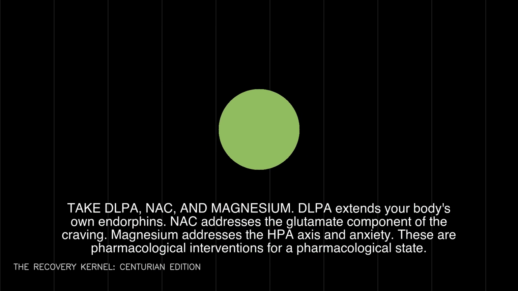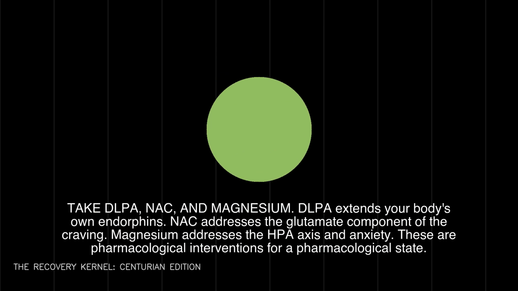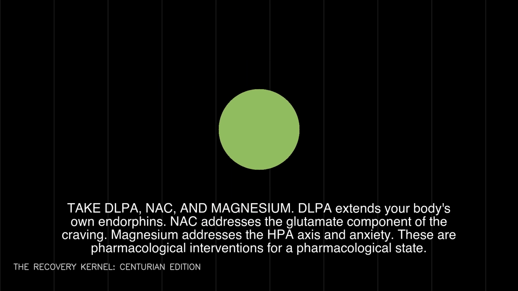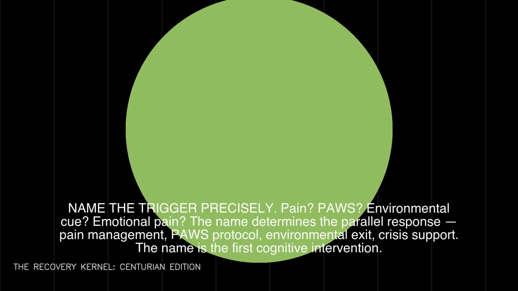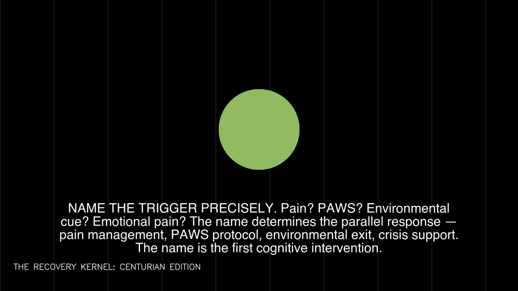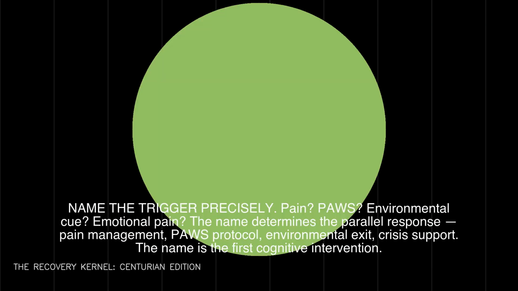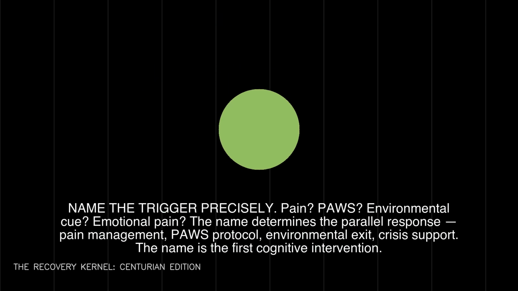Take DLPA, NAC, and magnesium. DLPA extends your body's own endorphins. NAC addresses the glutamate component of the craving. Magnesium addresses the HPA axis and anxiety. These are pharmacological interventions for a pharmacological state.